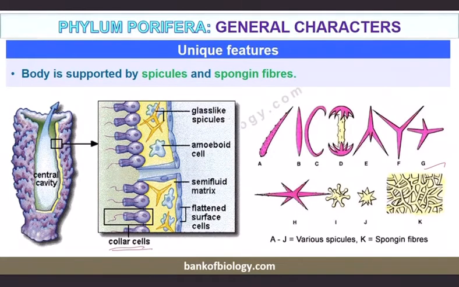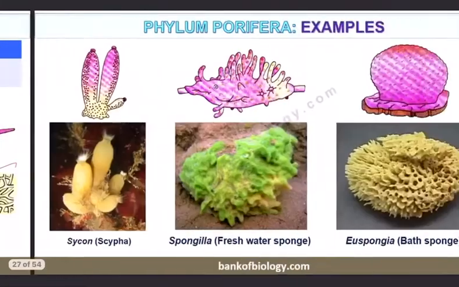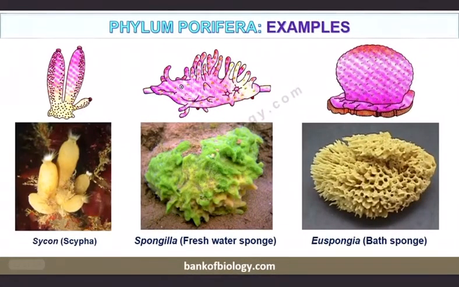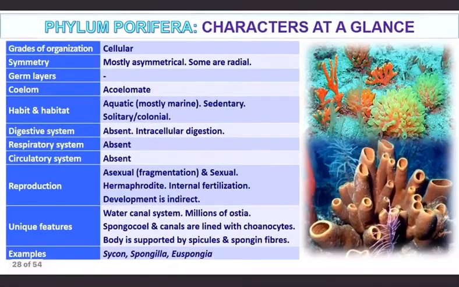And the body is supported by spicules and spongin fibers. You can see the various shapes, A to J, various spicules, and K is spongin fibers. You can see here, spongin fibers. And the presence of collar cells in the central cavity. Some of the examples that you must remember are Sycon, then Spongilla, freshwater sponge, and Euspongia, bath sponge. So these are the examples that you must remember.